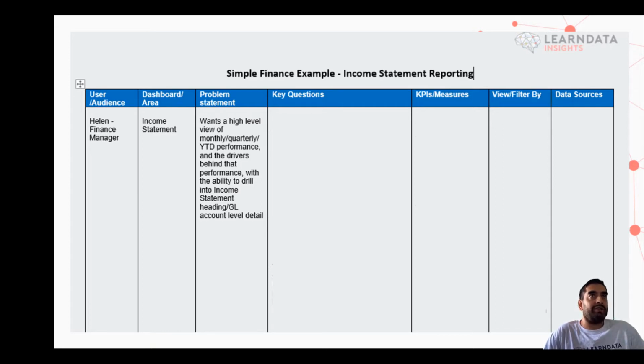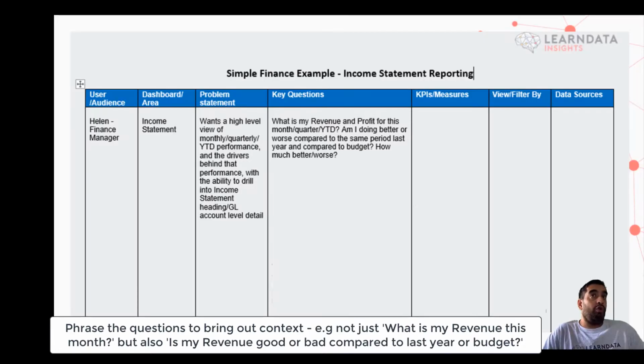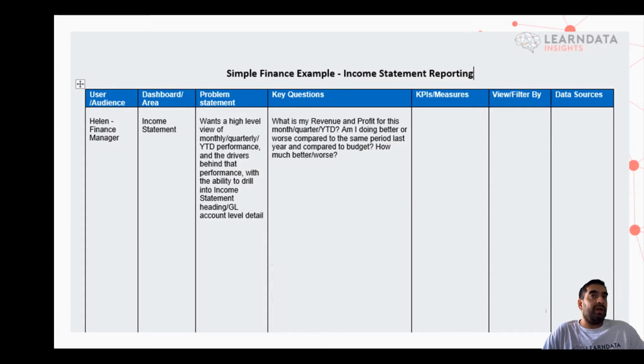So let's look at some examples. We can see, what is my revenue and profit for this month or this quarter or for year to date? Am I doing better or worse compared to the same period last year and compared to budget? And that's really important for that context. We know not just the revenue and profit numbers, but actually are they better or worse compared to budget or to same period last year, and how much better or worse?